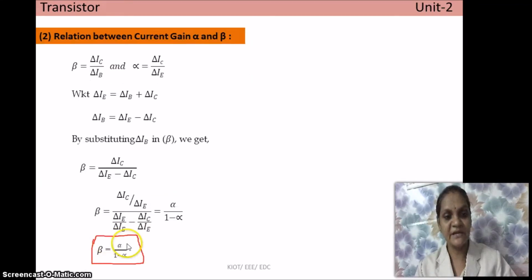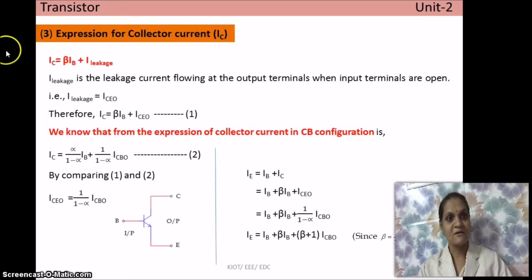See, this current gain relation is important. It may be asked to derive for 2 marks. So derive the relation between alpha and beta, or beta and alpha, whatever it may be asked. The third one is the expression for collector current.